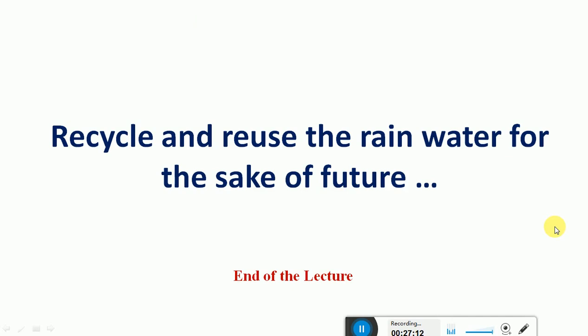That's all for today. In this class we have studied the estimation of rainfall or storm water using two different methods: the rational method and the empirical methods using different formulas. Nowadays the trend is that we have to recycle and reuse rainwater as far as possible for the sake of our future, because most cities are facing water shortages. Collecting rainwater and reusing it for different purposes is one of the best possible solutions.